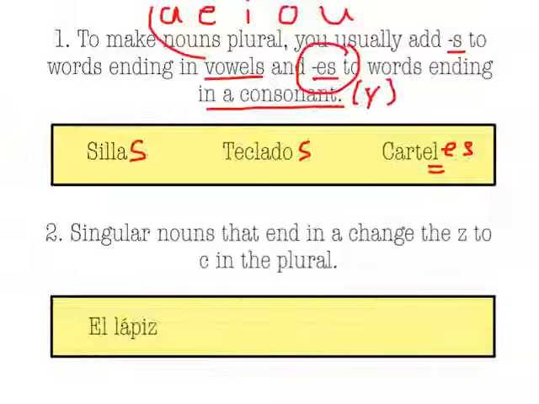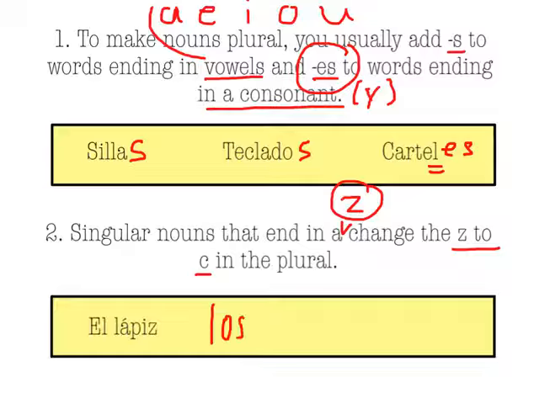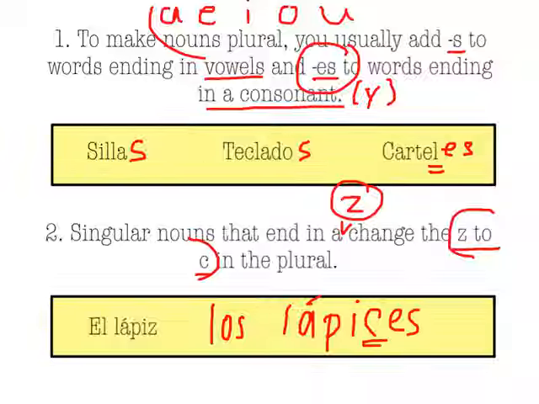Okay, the only real exception to that rule that we're going to work on today is that singular nouns that end in a Z change the Z to C in the plural. Because in Spanish, the Z and the E just don't work together very well. So we're going to change it. So instead of el lápiz, we're going to have los lápiz, and then we're going to change the Z to a C. So we have los lápices. Okay. If you want to do nariz, nariz means nose. Okay, so then we would have narices.